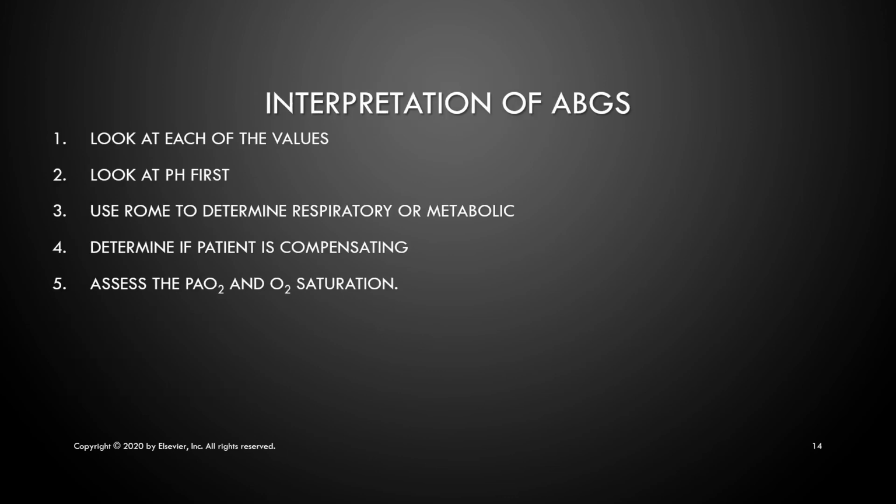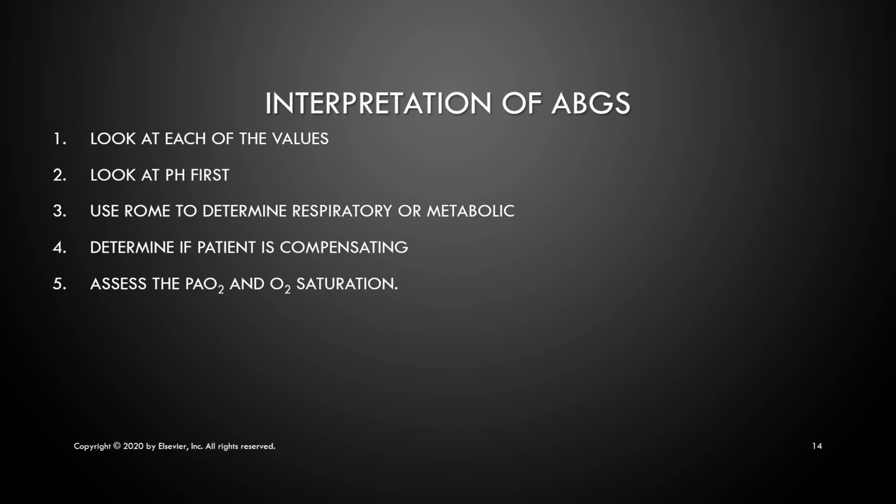Okay, so we're going to use the ROME method as we interpret our ABGs, and this is a method that's going to follow you through nursing school at SEC. So if you haven't learned the ROME method, you may want to try to get an understanding of it, because it's going to go from semester to semester. Anytime we're looking to interpret ABGs, we need to follow a systematic approach. So always start at the top of the ABGs with your pH.